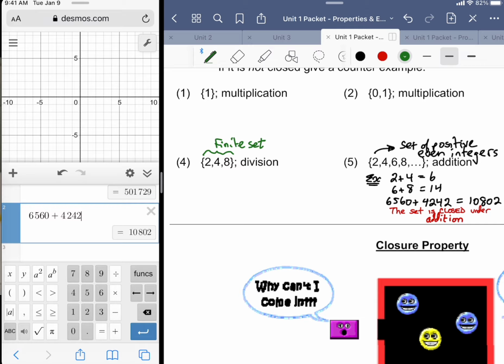But this is the list: 2, 4, and 8. So through division, if I operate on any pairing of these three values, will I ever get something other than 2, 4, or 8? Well, it depends on the order. Because, for example, 8 divided by 4 is equal to 2. That's part of the set. That works. But what about 4 divided by 8? That's 1/2. This is not part of the given set.